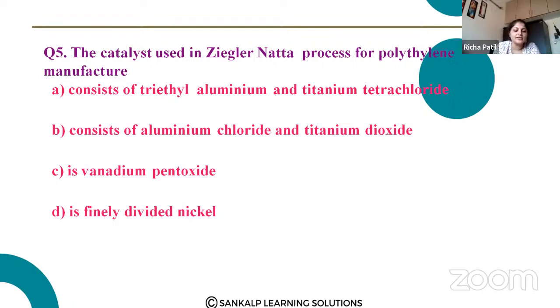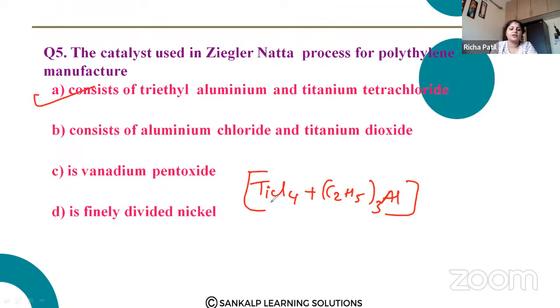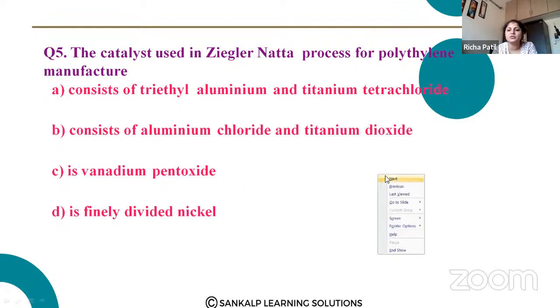So the Ziegler-Natta catalyst is made up of triethyl aluminum and titanium tetrachloride, so the answer is A. It is TiCl4 plus (C2H5)3 Al. So this is the complex, the composition of Ziegler-Natta. It is used for preparing high density polythene. So we'll go for the next one.